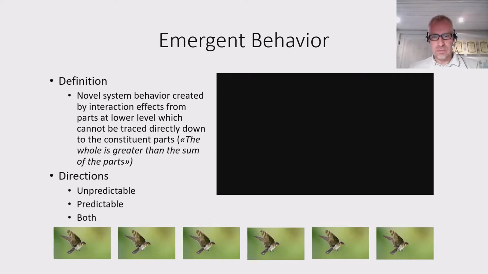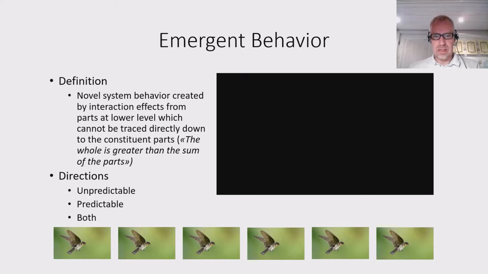In the literature, we find three directions within this phenomenon. Some look at it as purely unpredictable, others look at it as only predictable, but most of the newest literature includes both these perspectives. So it includes both unpredictable and predictable system behaviors.